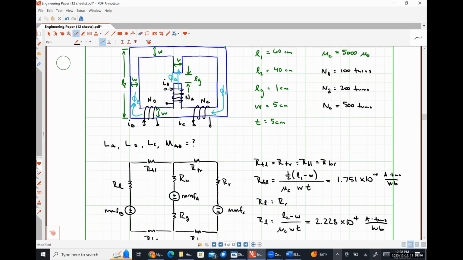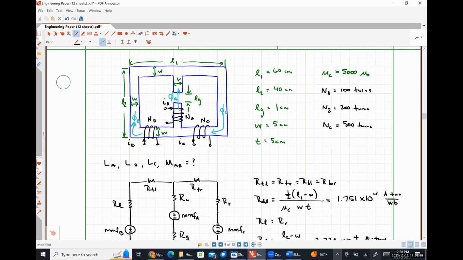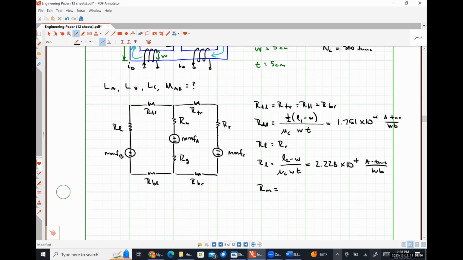So what's the length of the flux path through that middle leg? Absolutely right. L2 minus LG minus W divided by UC times the width times the thickness. This came out to be 2.165 times 10 to the 4 amp turns per Weber.